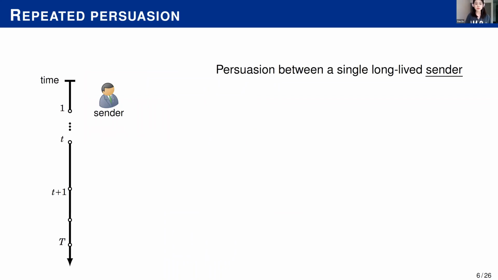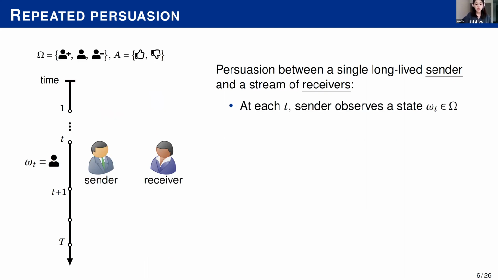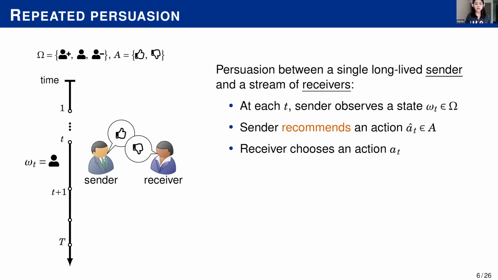Then let's move on to the model. So we studied a repeated persuasion problem between a single long-lived sender, which corresponds to the platform in the example I provided at the beginning, and a stream of receivers, who correspond to the users. At each time t, we assume that only the sender can observe the state realization. After that, the sender recommends an action to the receiver. The receiver, who cannot see the state realization, then chooses an action upon receiving the action recommended by the sender.